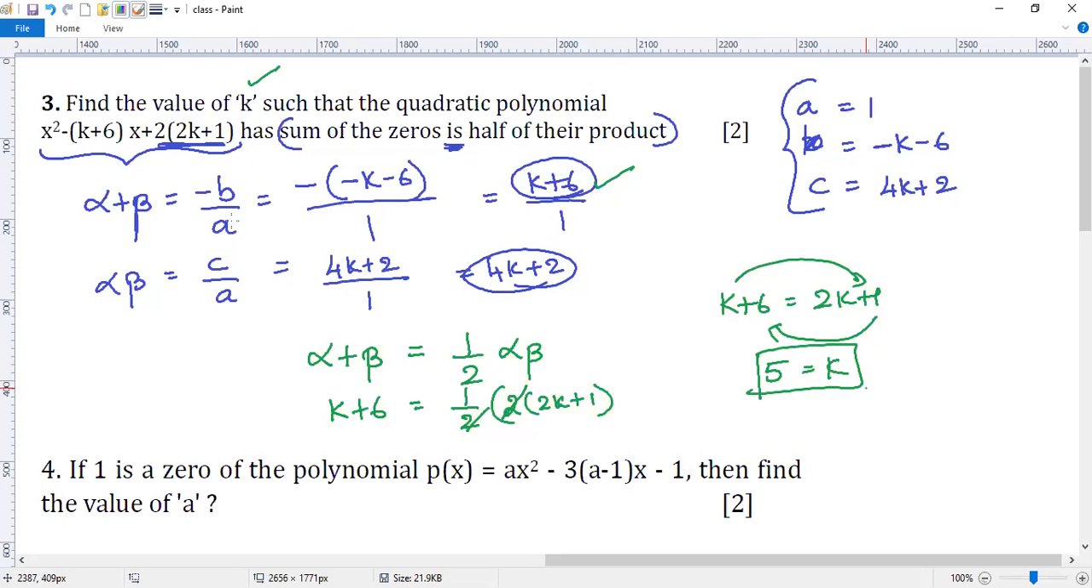So, if you have written the formulas properly, half a mark. If you have decided what alpha plus beta and alpha beta are in the formulas, another half a mark. For writing the relationship, that is the given relationship alpha plus beta is equal to half of alpha beta, half a mark. And finally for finding the value of k, it carries half a mark. So totally 2 marks for this question.